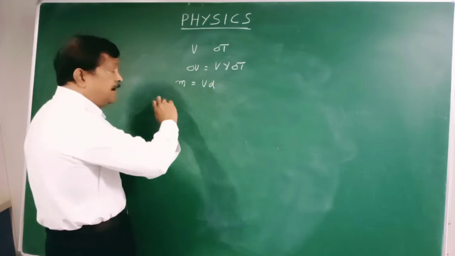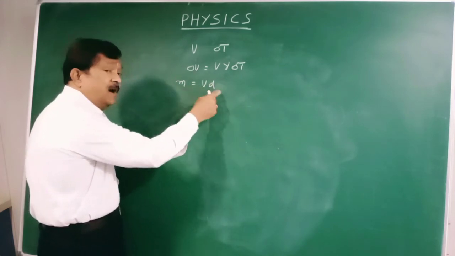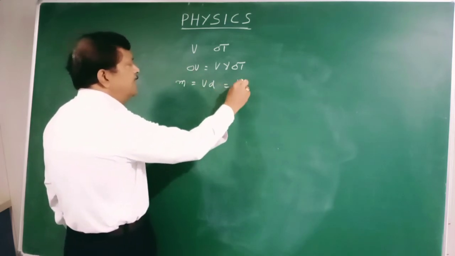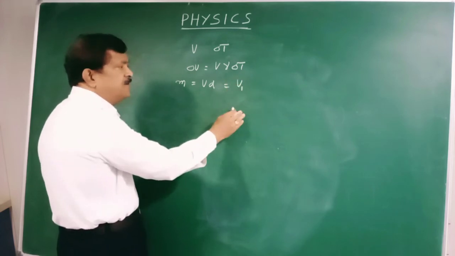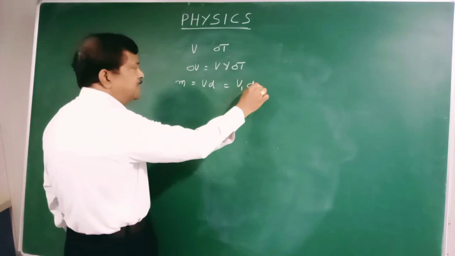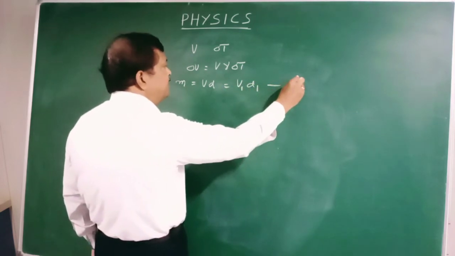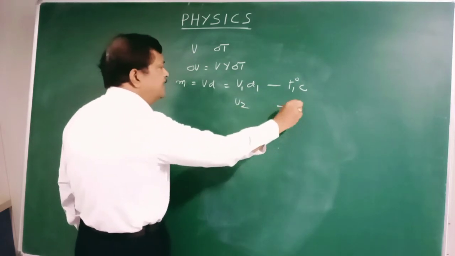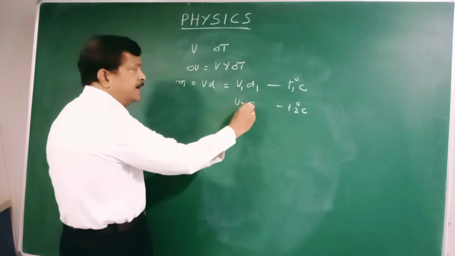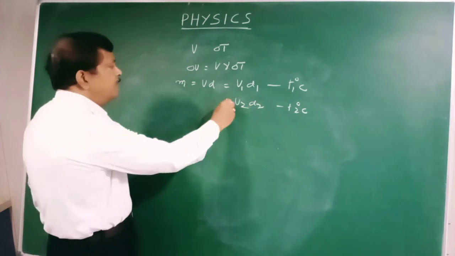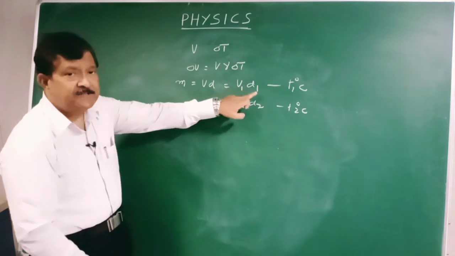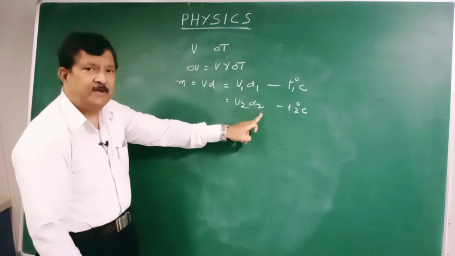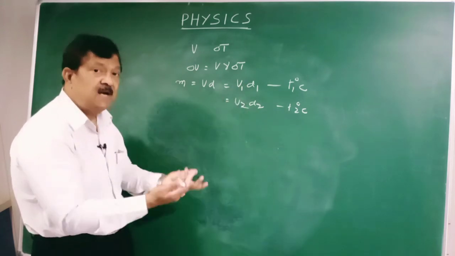But now at different temperatures for the same body, volumes are different. Let us say the mass at a temperature T1 degrees centigrade has volume V1 and corresponding density D1. For the same body, suppose I am heating it to temperature T2 degrees centigrade, where the volume is V2 and the density is D2. Because the mass of the body is the same, initially at temperature T1 it is V1 D1, and at temperature T2 it is V2 D2. But both of them should be the same because mass will not change.